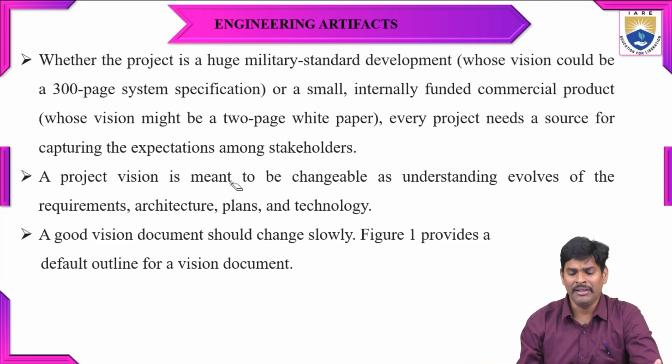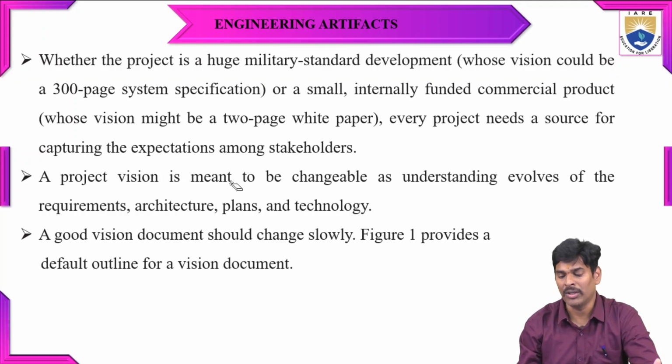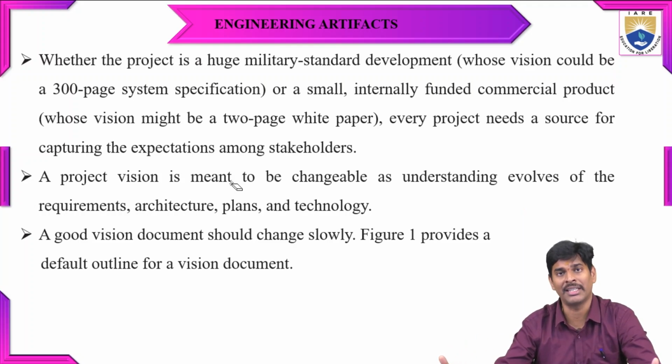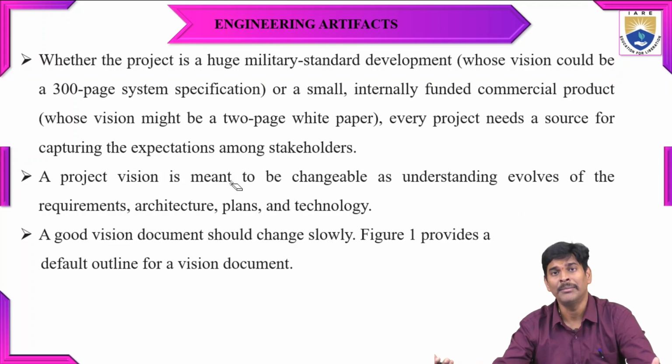So whether they consider the project as huge or as minimal here. When they are taking the project as a huge military standard, it can have 300 system specifications or it can be more than 300. And a small one can have a 2 pages white paper. So this can differ across the different types of projects, whether they consider a small or a huge project. So these can be the different types of pages.